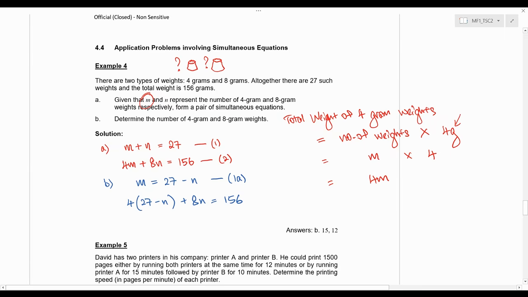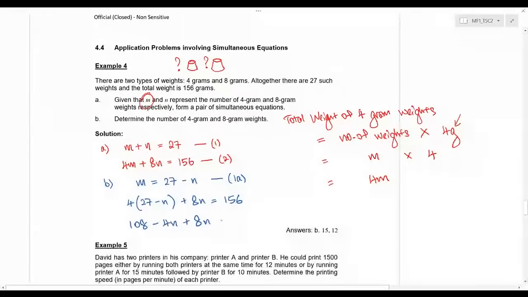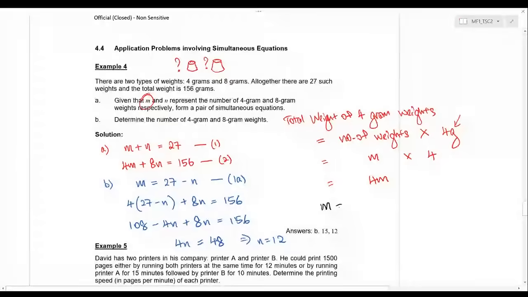Right, so you simplify the entire thing. 4 times 27 would be 108 minus 4n plus 8n. This would be 156. Okay, simplify the entire thing. Eventually, you should get 4n to be 48. Right, and last but not least, n would be 12. Of course, not forgetting to solve the remainder of your m. m would be 27 minus 12. So it is 15.